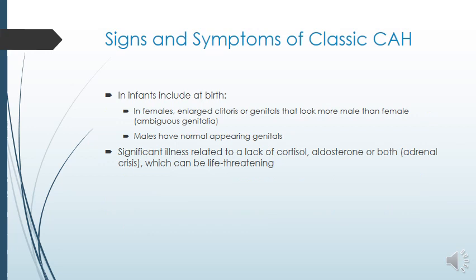In infants at birth, the signs and symptoms of classic CAH are, in females, an enlarged clitoris or genitals that look more male than female, referred to as ambiguous genitalia, and in males they have normal appearing genitals. Also, there's a significant illness related to the lack of cortisol, aldosterone, or both, which is referred to as an adrenal crisis, and this can be life-threatening.